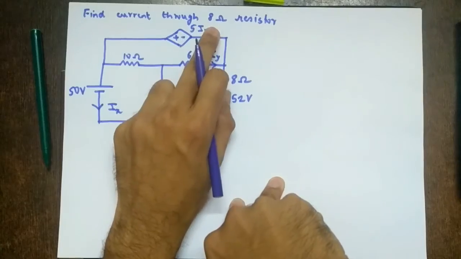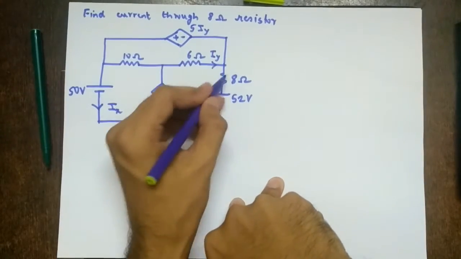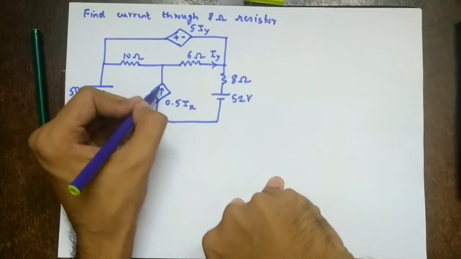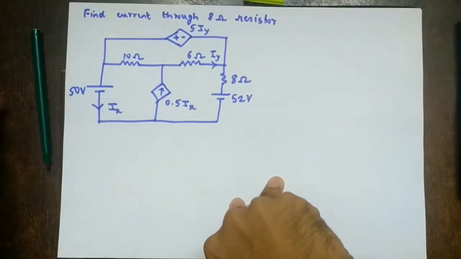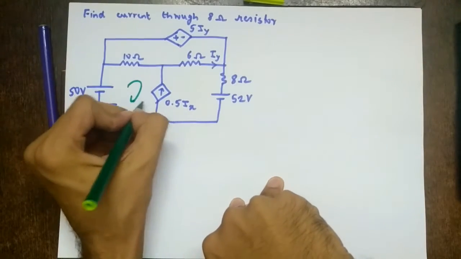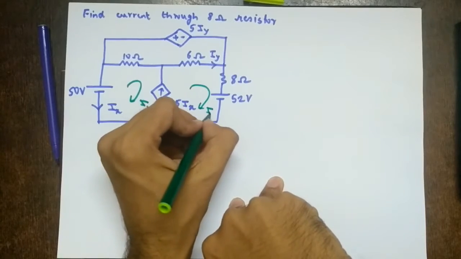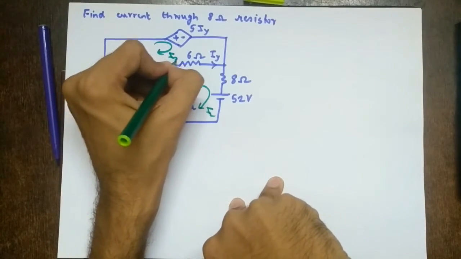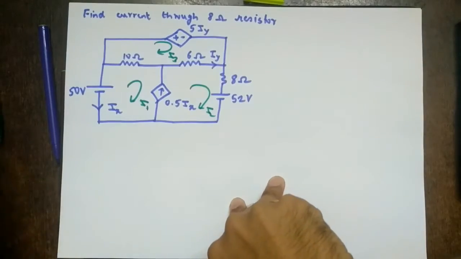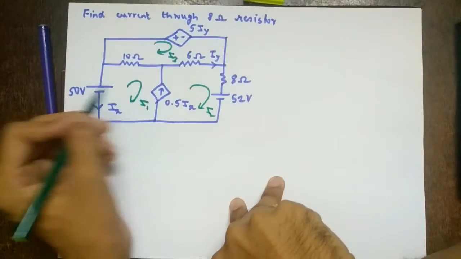So find current through 8 ohm resistor. So first look at the 8 ohm resistor. We have to find the current through 8 ohms resistor. Again, it is a problem of super mesh between mesh. Let's say I take this as I1, this as I2, this as I3. Right? So mesh 1 and 2 form a super mesh.